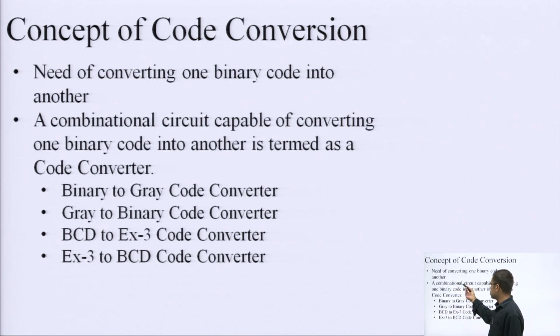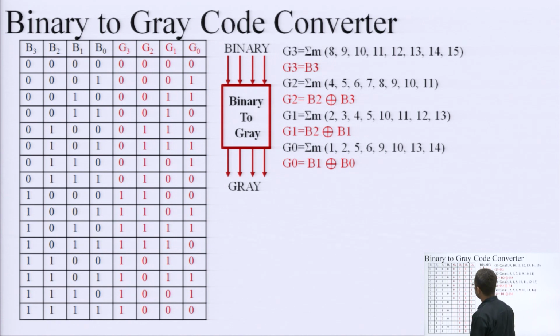So, code converter is a combinational circuit that is capable of converting one binary code into another binary code. So, that is why it is termed as code converter. So, these are the different possibilities which exist between the various binary codes: binary to gray, gray to binary, BCD to XS3, XS3 to BCD.